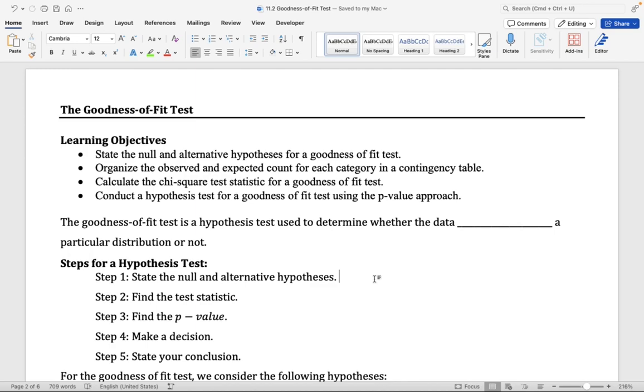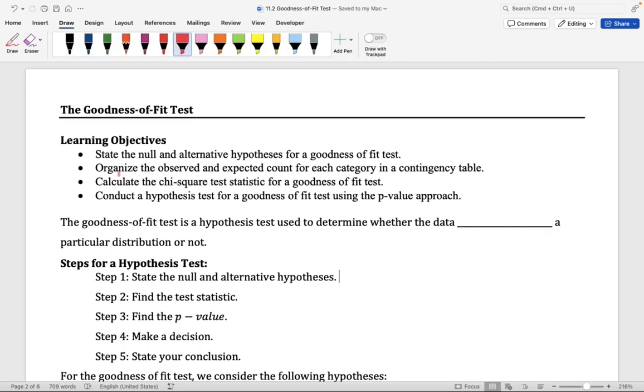Now, the third learning objective is to calculate the chi-square test statistic for a goodness of fit test. And that is where we're going to spend most of the time in this lesson. We're going to spend most of our time finding that test statistic. So I'm already telling you here, this is going to be a challenging step, calculating the test statistic.